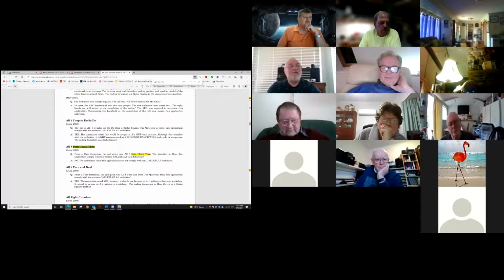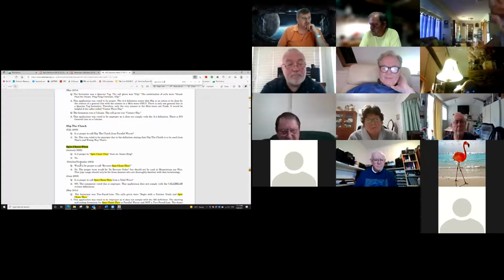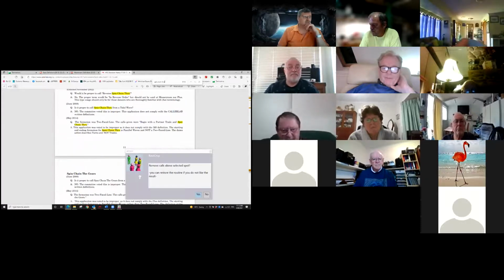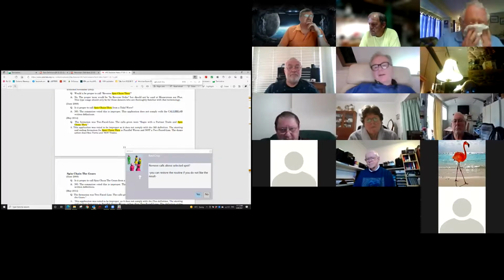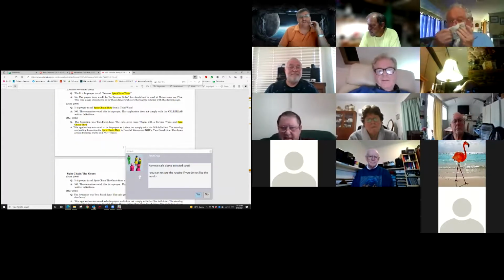From a THAR formation, the question is, does this application comply? No, it would not comply. That's a THAR formation. For all 8, spin chain through. Is it proper to call spin chain through from an Alamo ring? The decision was no. From a tidal wave, the decision was no. So this is one of the things that go in, and that decision has not been changed.